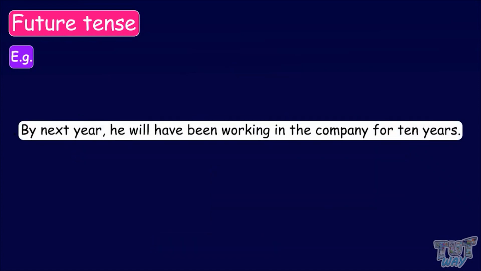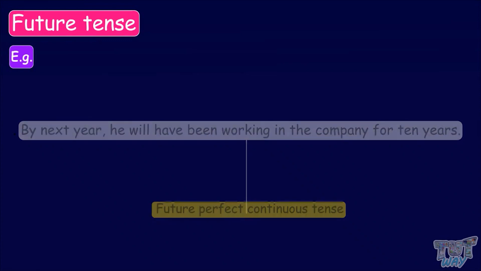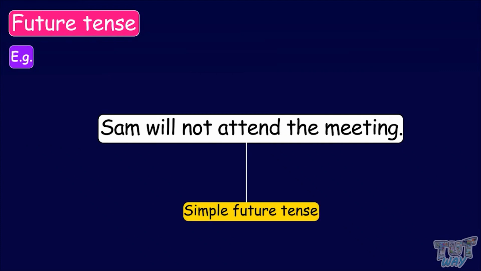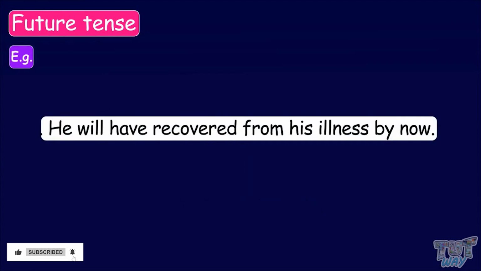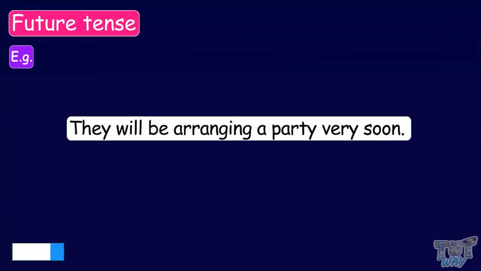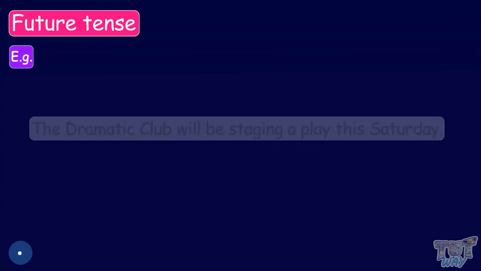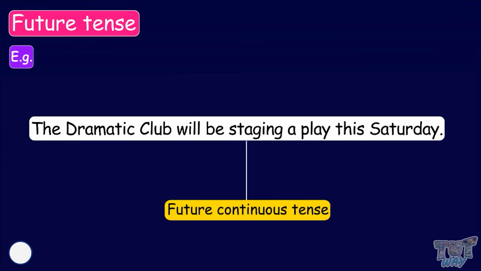By next year, he will have been working in the company for 10 years. Future perfect continuous tense. Sam will not attend the meeting. Simple future tense. He will have recovered from his illness by now. Future perfect tense. They will be arranging a party very soon. Future continuous tense. The dramatic club will be staging a play this Saturday. Future continuous tense.